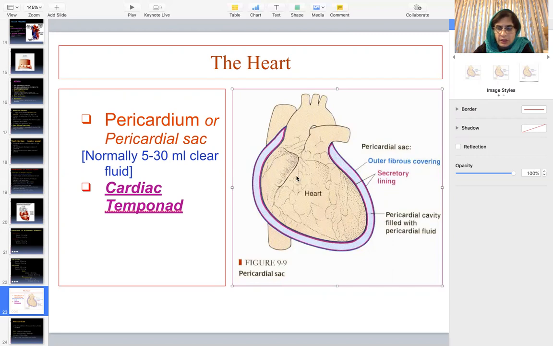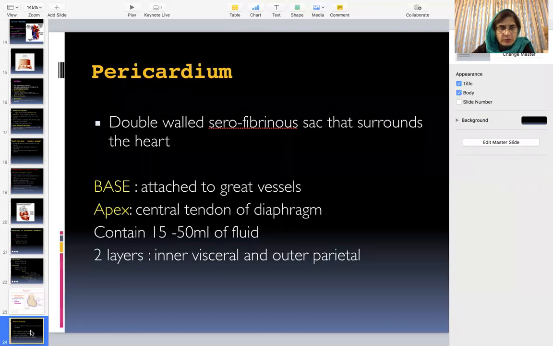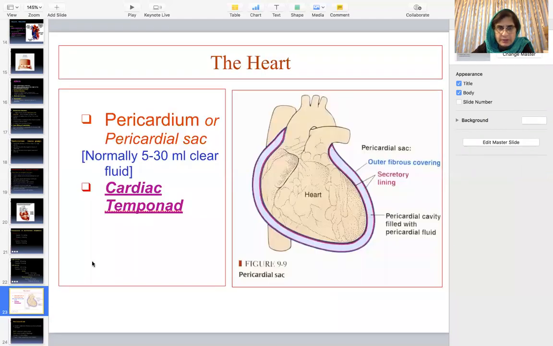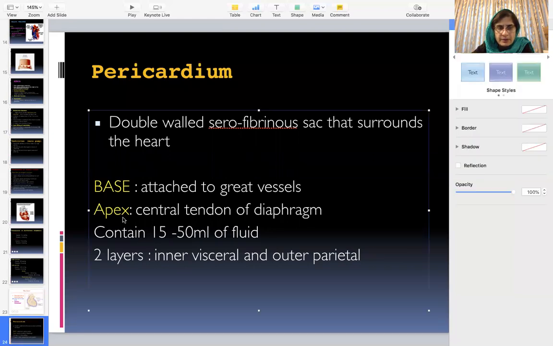So the base of the heart is attached to the great vessels. All the great vessels, the pulmonary artery, they all originate from here. So they provide a base for the great vessels, whereas this apex is attached to the central tendon of the diaphragm. You know what the diaphragm is?